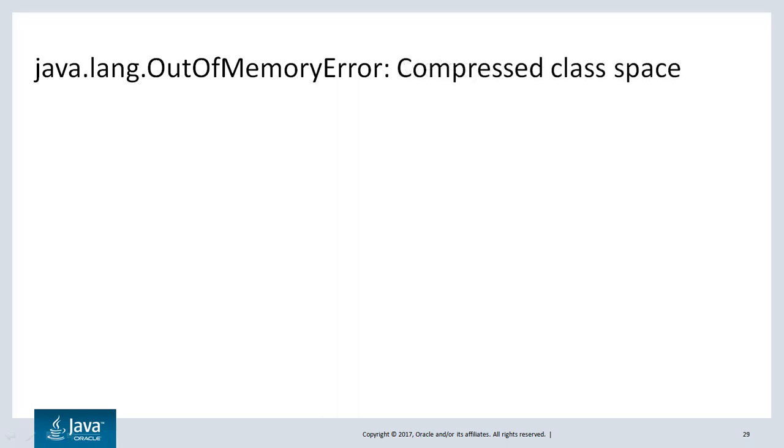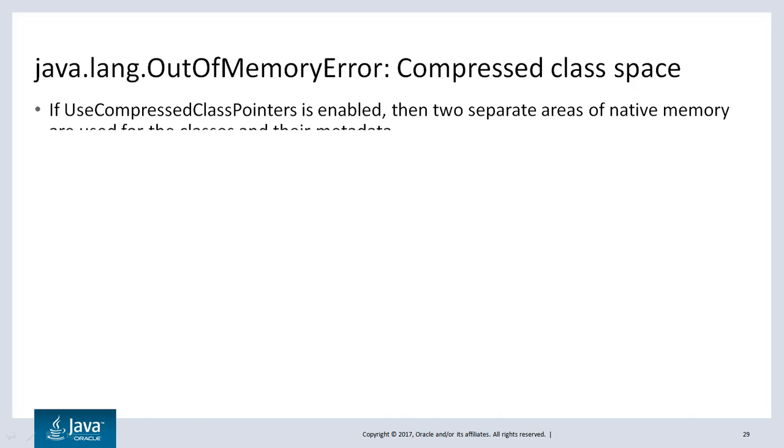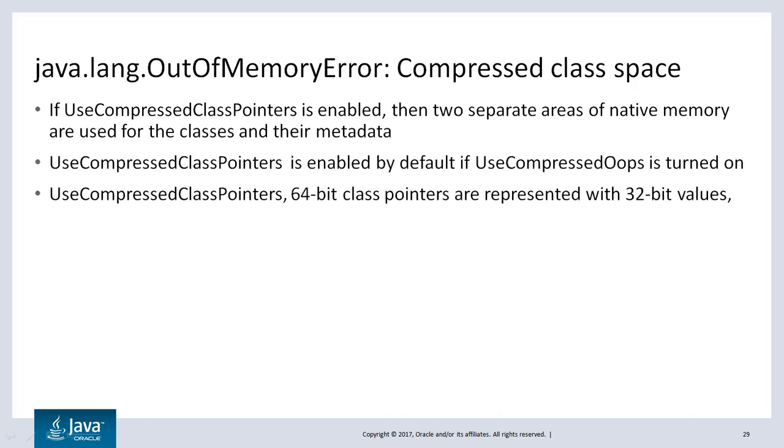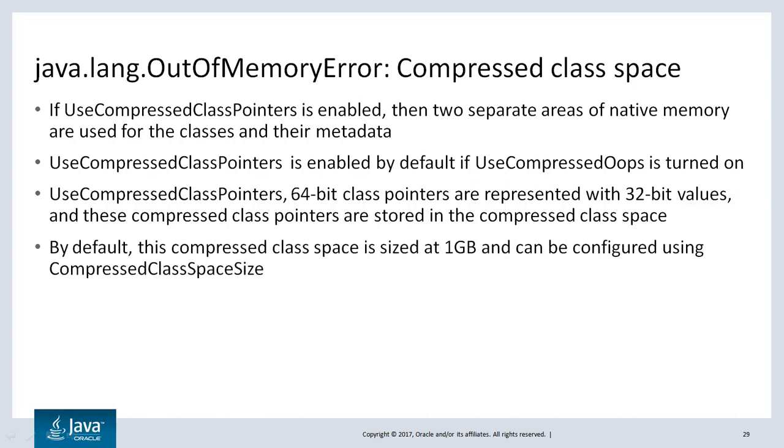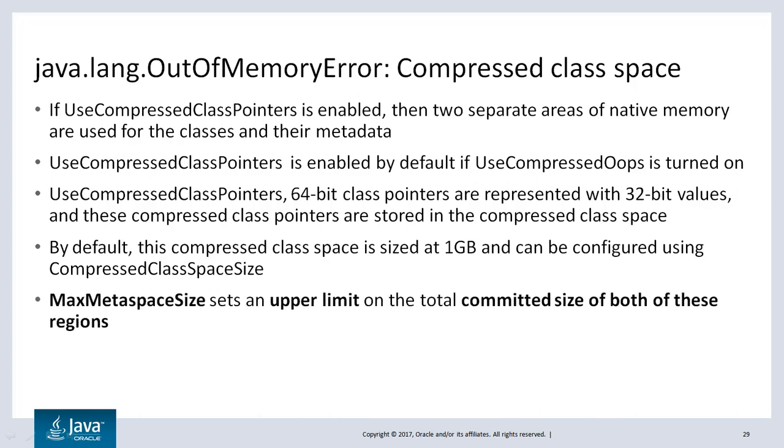If the JVM is configured to use compressed class pointers, which means that the class pointers should be compressed, then a separate space called the compressed class space is maintained as part of the metaspace, which is used to store the class pointers. This error message means that the compressed class space is running out of memory. By default, 1 GB is reserved for this space, but it can be configured using the JVM option compressed class space size. An important point to note here is that the JVM option max metaspace size sets an upper limit for the committed size of the whole of the metaspace, including the compressed class space.